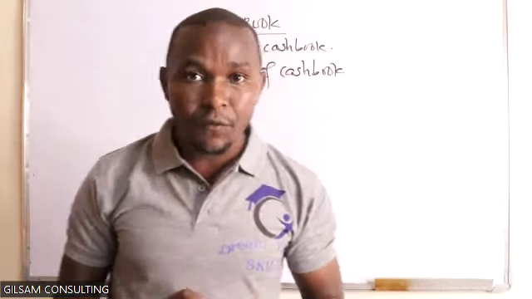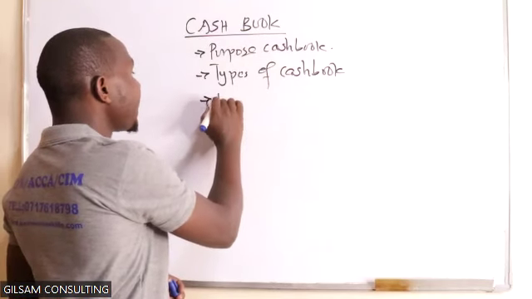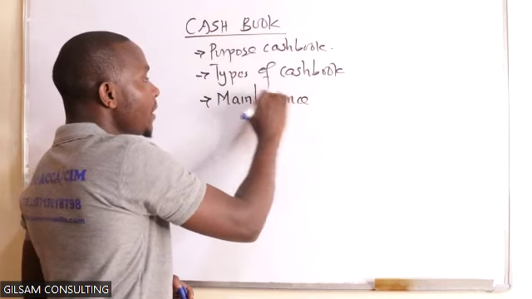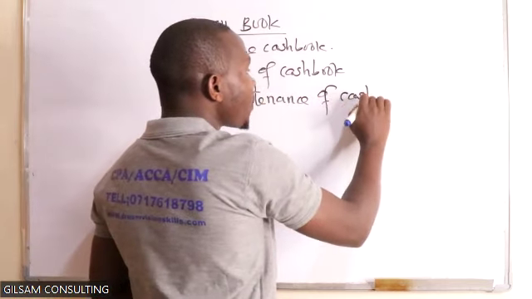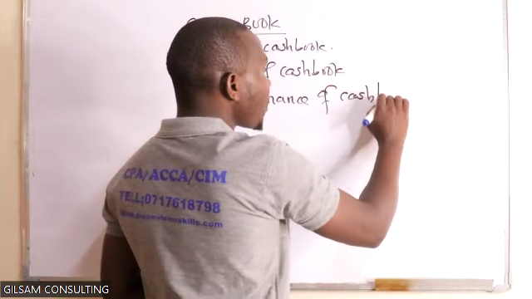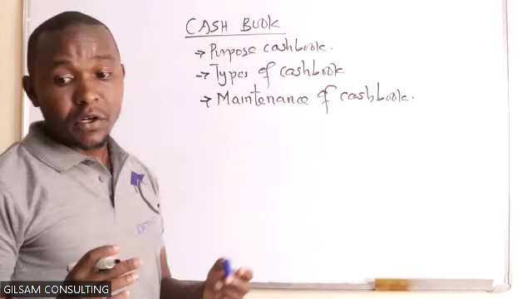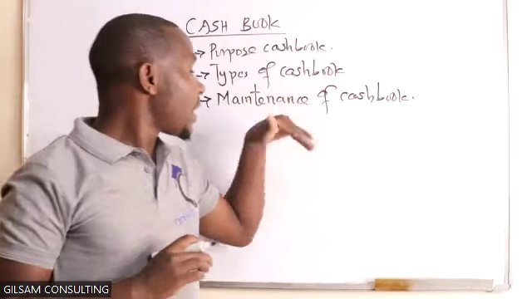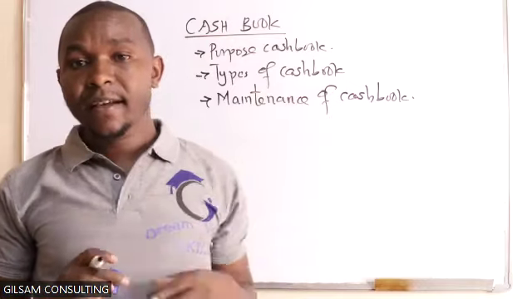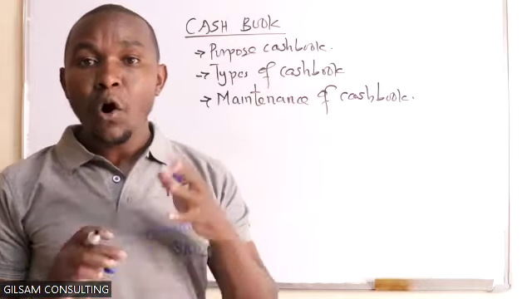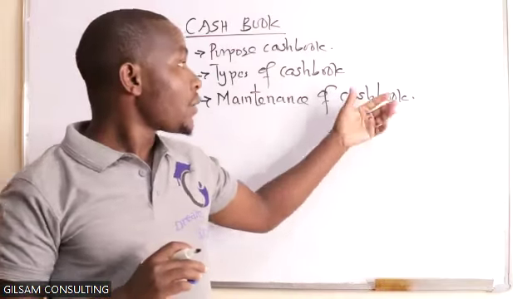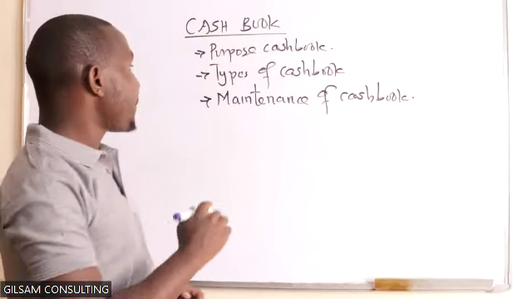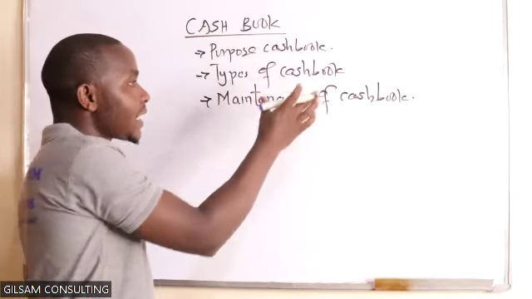Once we are through with the types of cash book, we have the maintenance of the cash book. Most companies neglect the cash book, and where there is a loophole, a lot of money goes out through the cash book. And then after that, we look at the petty cash, which is under the cash book types.